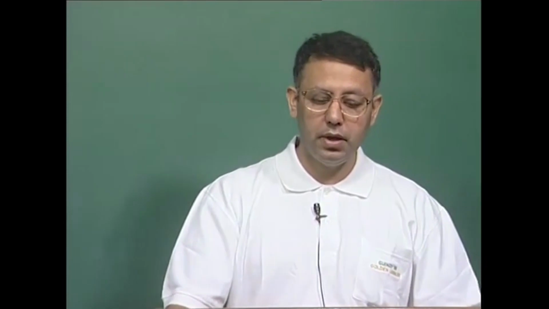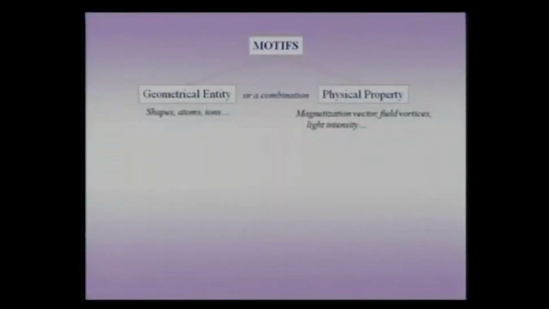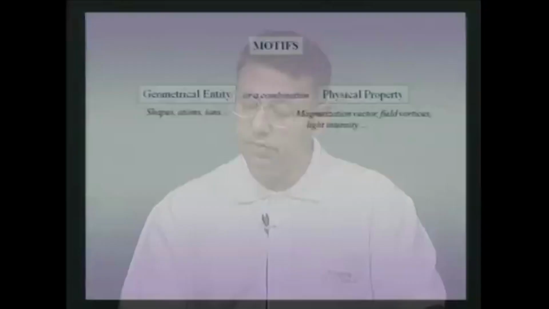So to summarize the important point of a motif, it could be a geometrical entity or a physical property, and a typical physical property could be a magnetization vector, and you could have cases wherein the motif is actually a combination of a geometrical entity and a physical property.